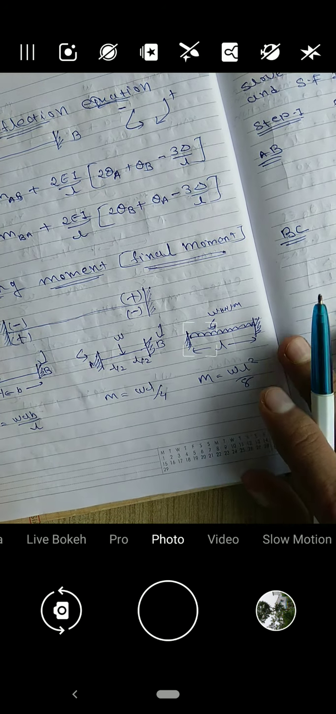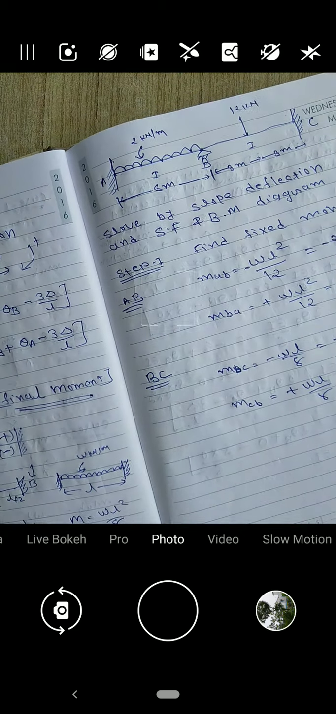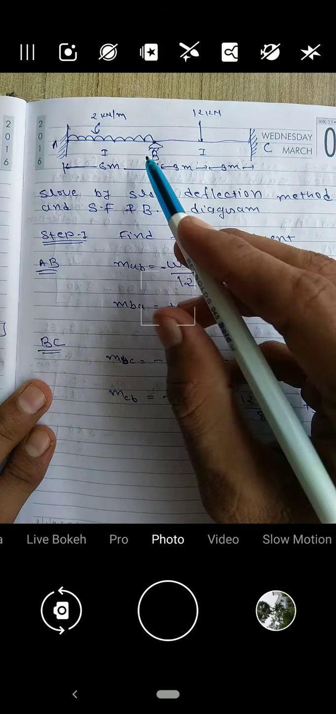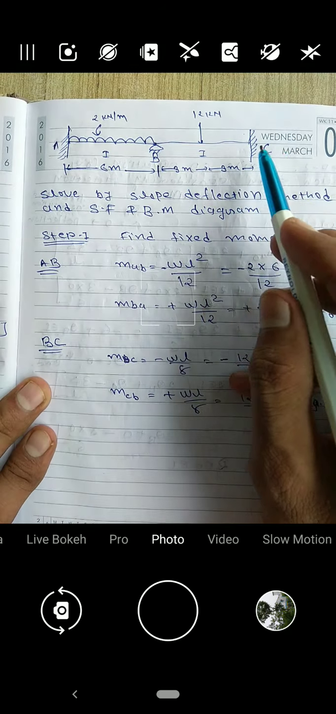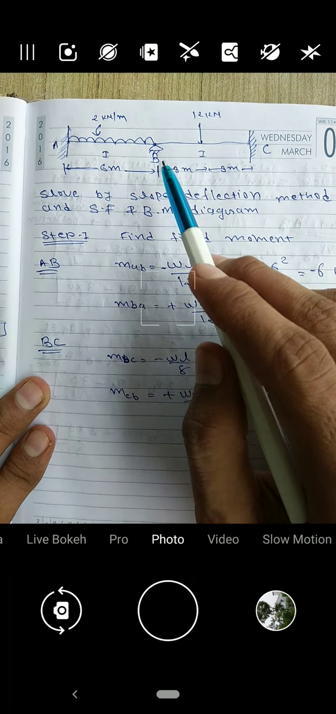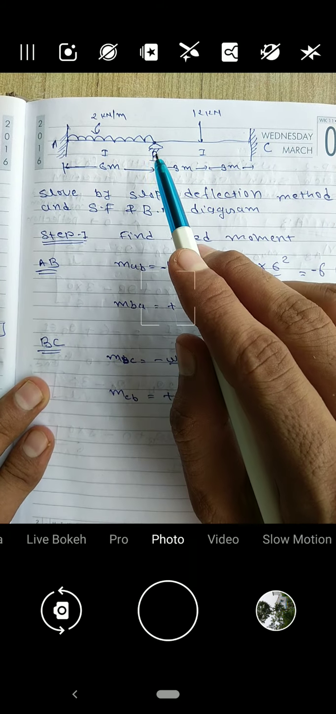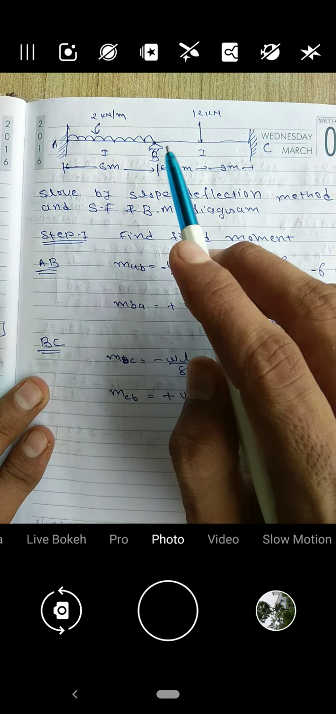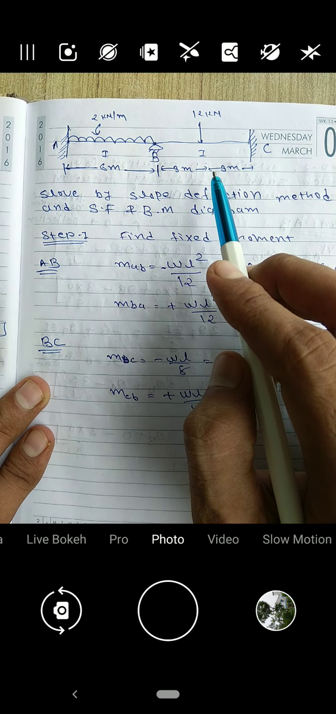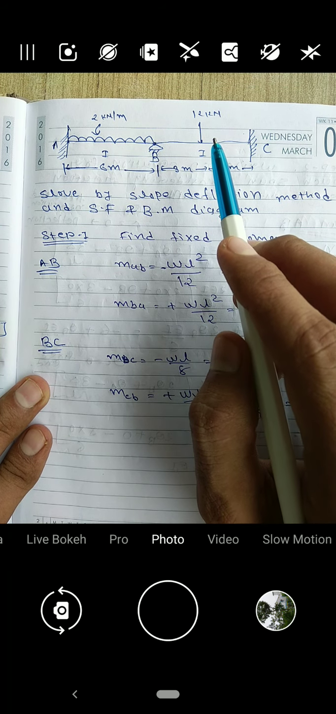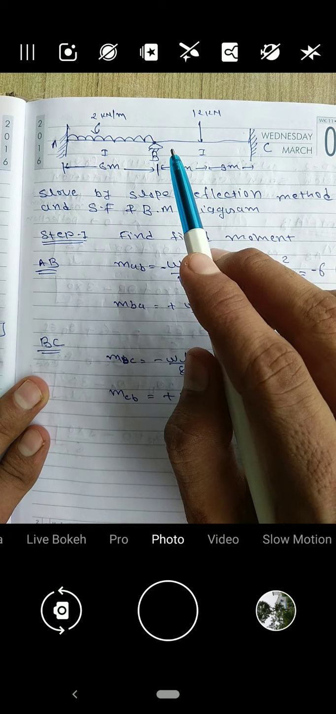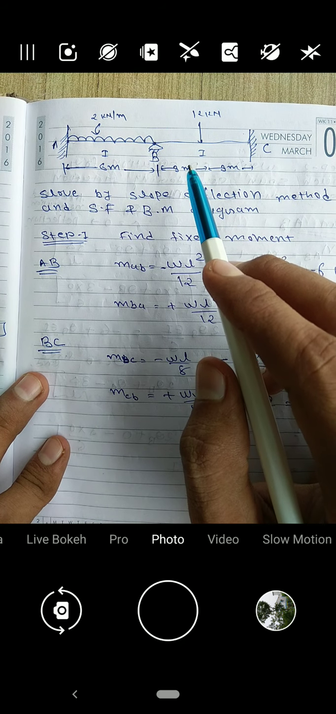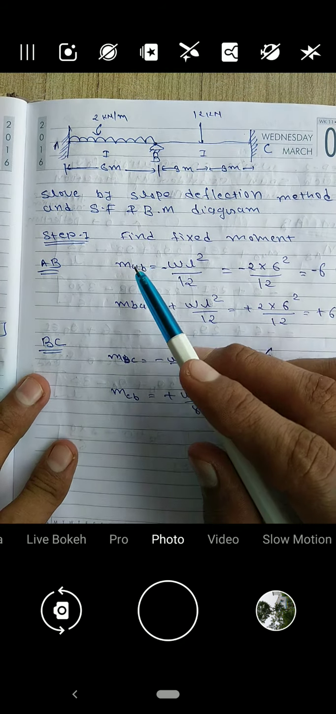Now I will explain one example for the slope deflection method. Yes, this is one beam. There are A, B and C, with two fixed ends and one hinge. On A to B, a UDL of 2 kN per meter is applied, and a point load of 12 kN at equal distance is applied. Now this example is solved by the slope deflection method. We already know the 5 steps involved in this method.